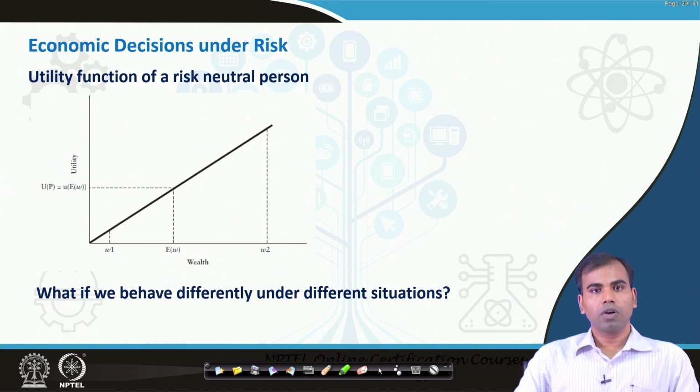Now, bringing all these things together in a more relevant framework is the prospect theory of Daniel Kahneman and Amos Tversky. What they essentially suggested was individuals might be behaving differently under different circumstances. Essentially, it means that if it is a situation where you are likely to gain something, your behavior would be different from the situation where you are likely to lose something.